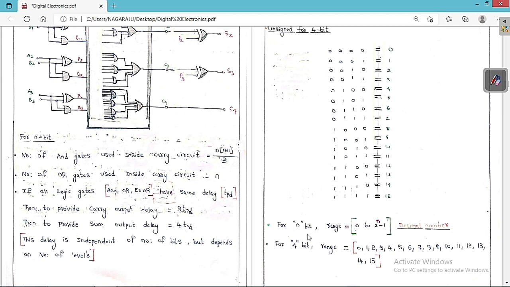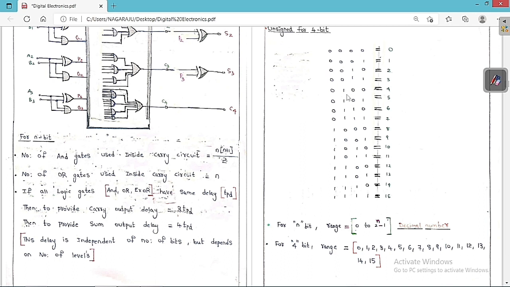But generally, for n bits, the unsigned representation can cover decimal numbers from 0 to 2 to the power of n minus 1. So for n bits in unsigned representation, the range of decimal numbers covers from 0 to 2 to the power of n minus 1. This is an important point that you always have to keep in mind.